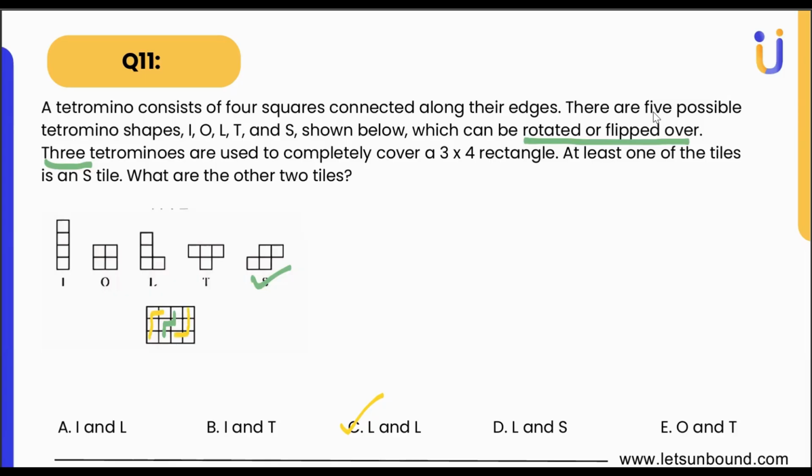So no matter which way S is placed and flipped, we have to be careful of what is the part remaining. And if you're able to look at one of the possibilities as to what are the other two shapes that are needed along with S to cover this 3 cross 4 rectangle, you will be done. So that is why this is an easy question, but there is a lot more thinking behind the question, right? So that is why we will say L and L is the other tile that is required.